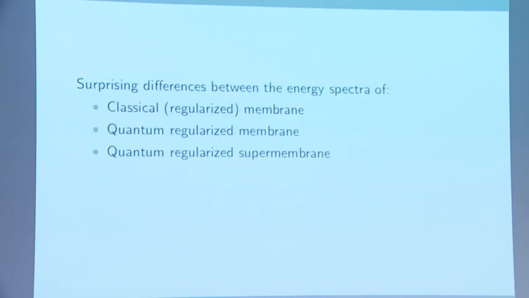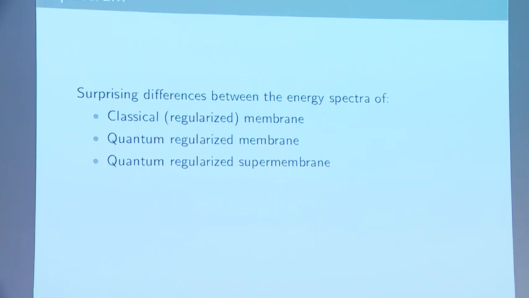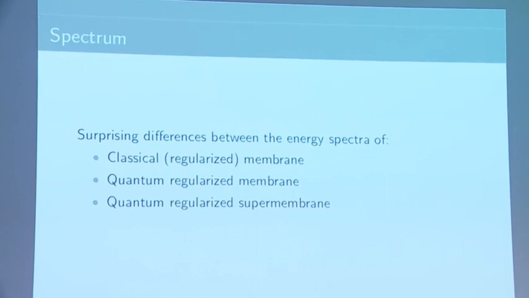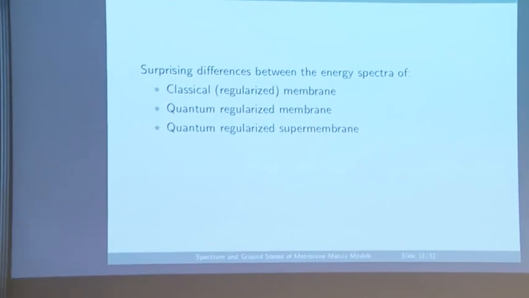So now we come to the question of what about the spectra of this model. So we had the classical side, and just the membrane or its regularized version, and then we have the quantum regularized membrane and the quantum supermembrane.